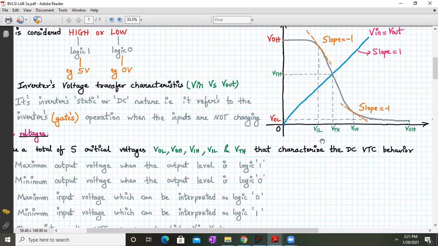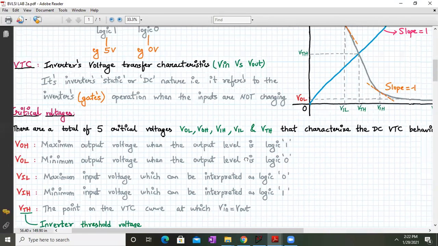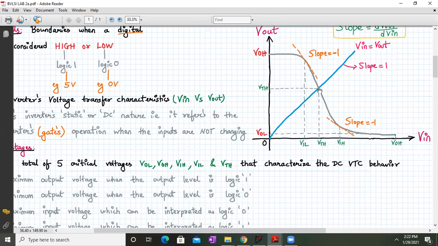input which can be interpreted as logic 0. And similarly, VIH is the minimum input voltage which can be interpreted as logic 1. So these are the definitions. The VTH is the point on the VTC curve wherein V in is equal to V out.